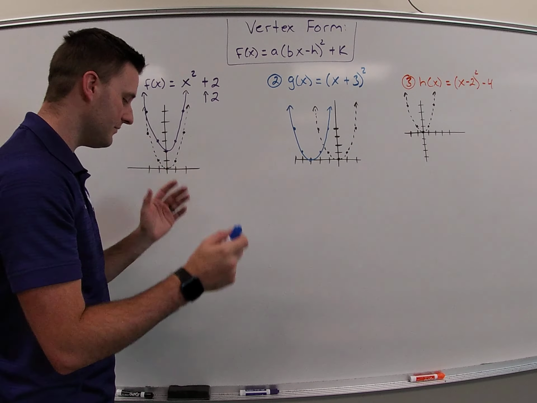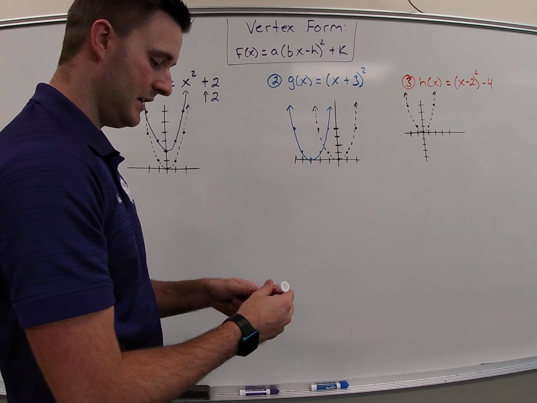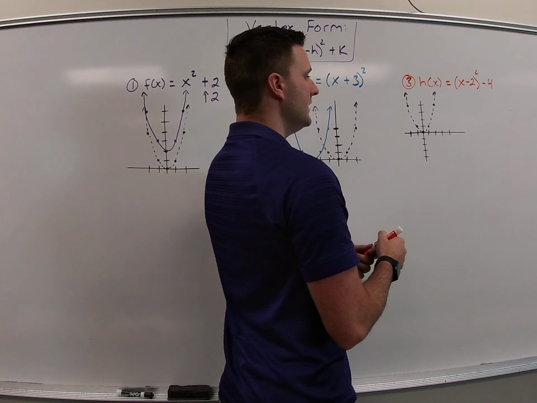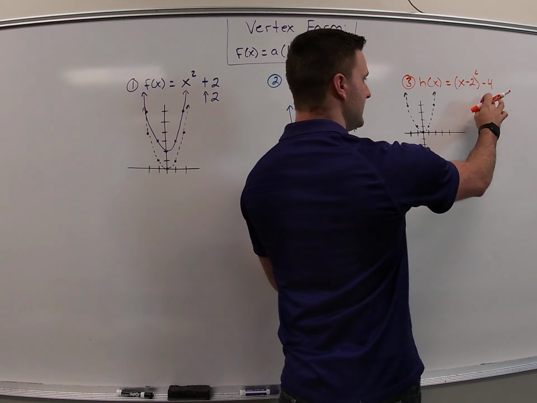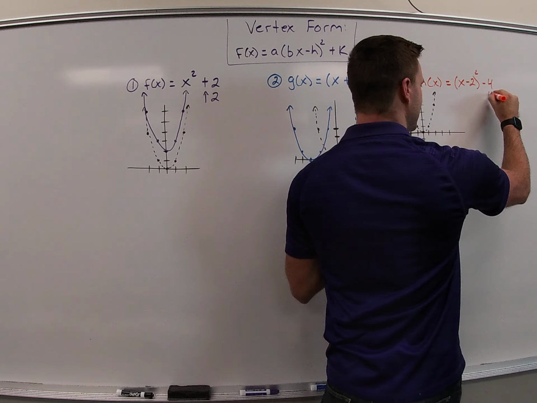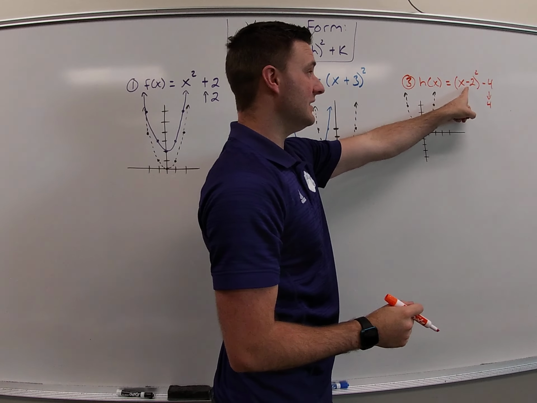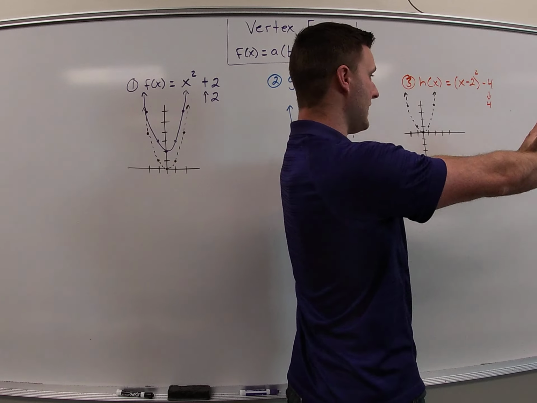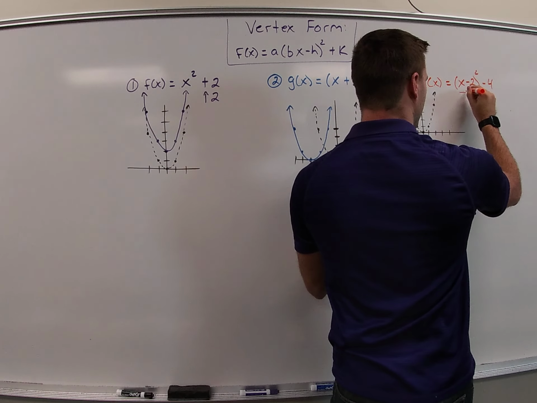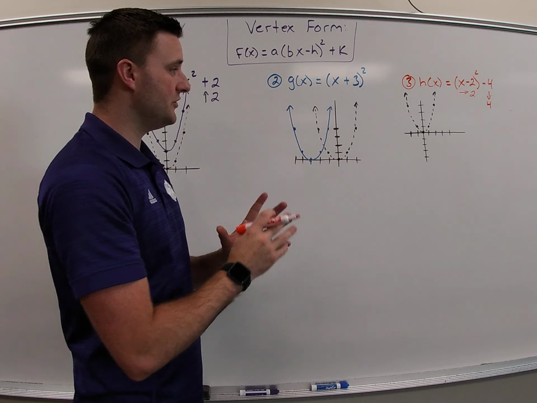Now, what happens if we have multiple movements or translations? So what if we go up, down, and left or right? So we need to know what these are saying. So the easiest one is k. So this minus 4 on the outside means down 4. So we're going to go down 4. Opposite of this negative 2 is a positive 2. So that positive 2 means we're going to go right 2. So we're going to go to the right a distance of 2. And we're going to do that with every point.